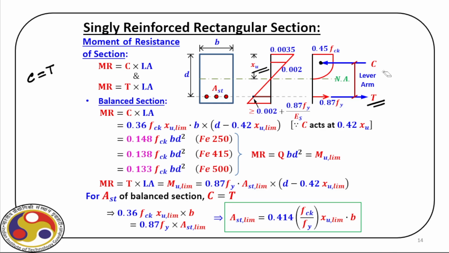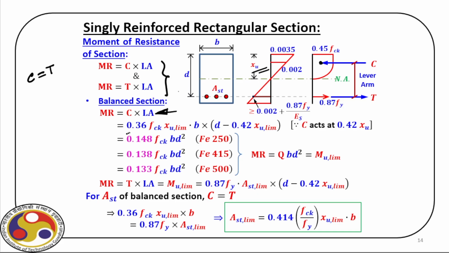Now, this C is equal to T because we have to maintain the equilibrium at the section level. So the moment of resistance is nothing but C times the lever arm or T times the lever arm, depending upon the way you formulate the problem. Now for a balanced section, you can do either way. So C times LA, as you can see here, is the amount of moment of resistance.